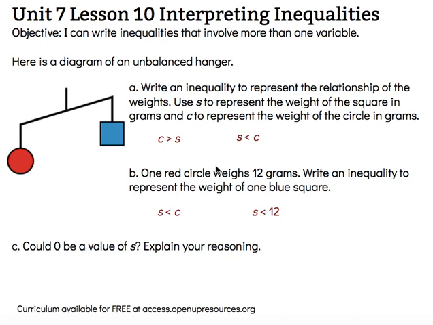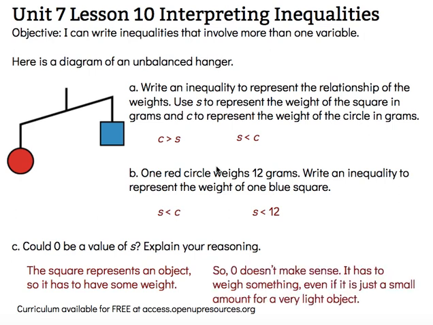Letter C. Could 0 be a value of S? Explain your reasoning. Remember, S is representing the weight of the square. And we know that this square is representing an object. And an object must weigh something. It cannot weigh nothing or less than nothing. So it has some kind of weight. So in this case, 0 doesn't make sense. It has to weigh something, even if it is just a small amount, for a very light object.